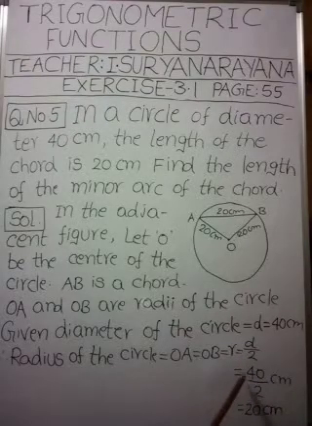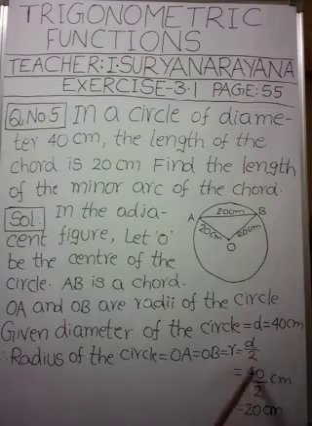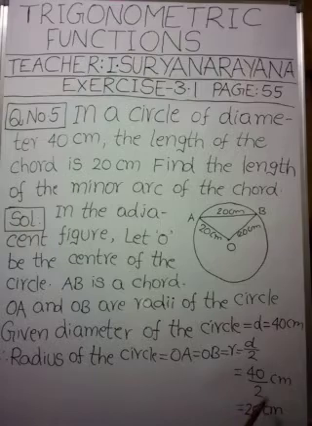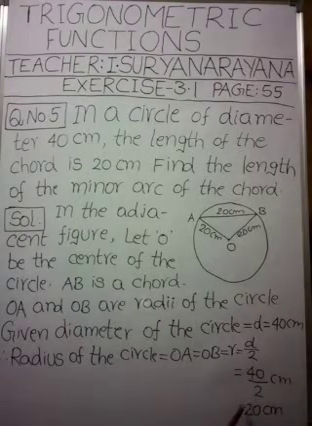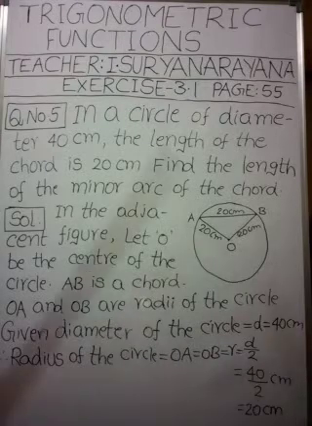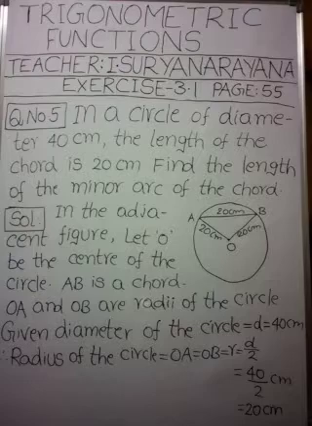Yes. In this formula, we substitute the D value. What is the D value here? 40. So 40 by 2 centimeters. By simplifying this number, what will you get? 20 centimeters. This is the radius of the circle. Understood, my dear children? Right.